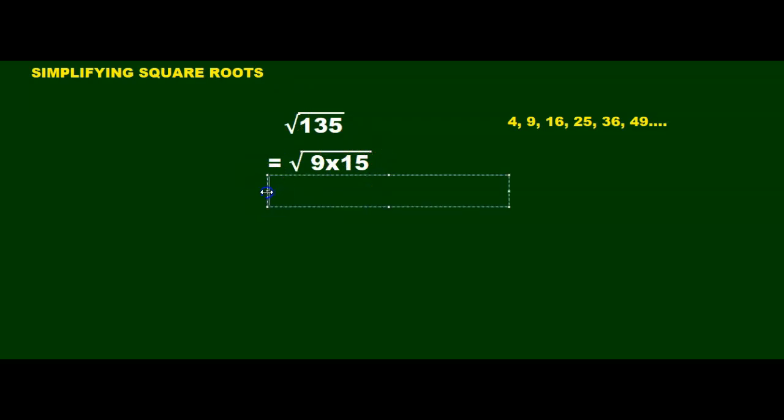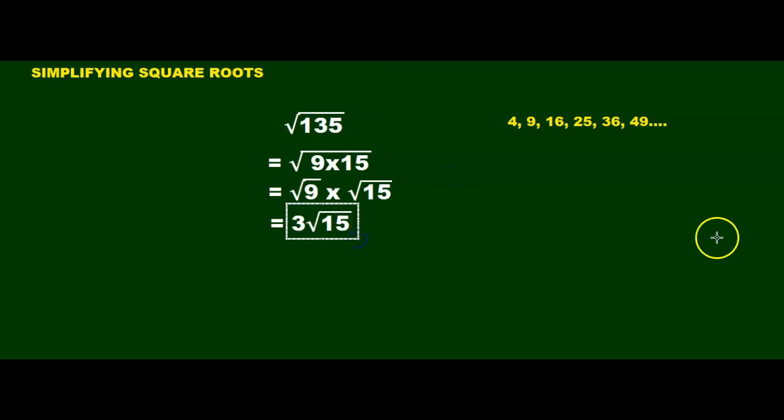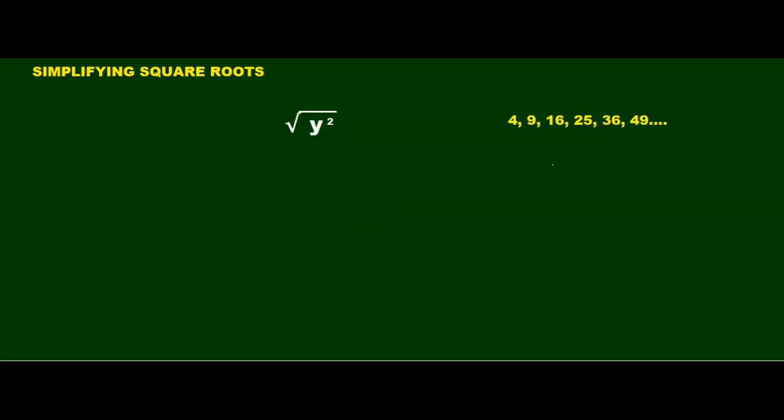So let's go ahead and split up our square root. So we can say that it's square root of 9 times square root of 15. Square root of 9 is 3. And that leaves us with the square root of 15. And that is our final answer. Let's look at this problem that includes variables.